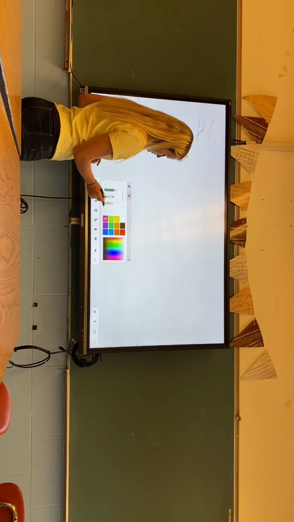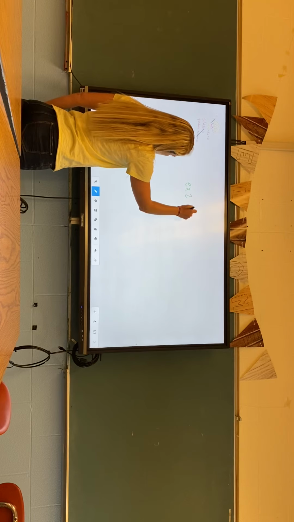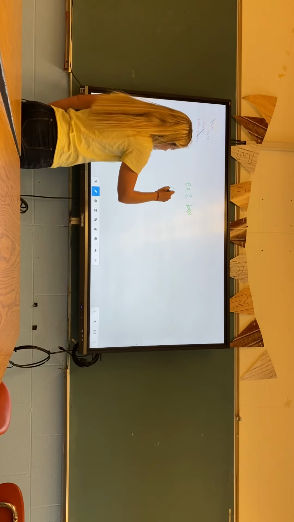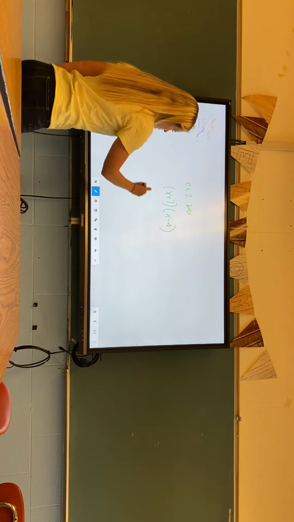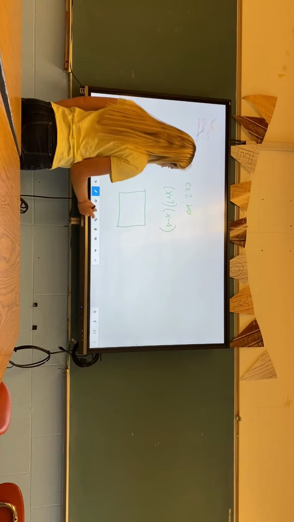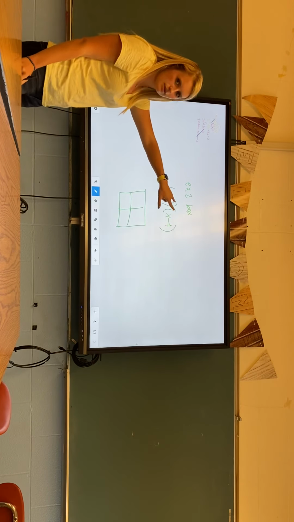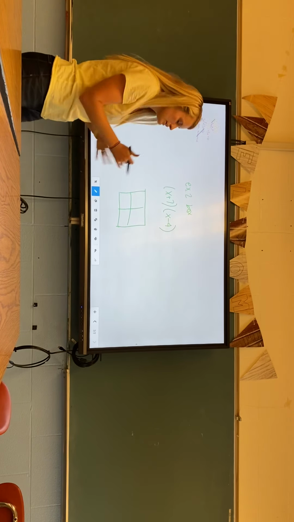For our next example, I'm going to show you the box method. So I have x plus 7 times x minus 4. With the box method, you literally draw a box. In this one, we have a 2-term expression and a 2-term expression. So that's why my box is 2 by 2. If this had 3, it would be a 3 by 2, and so on and so forth.